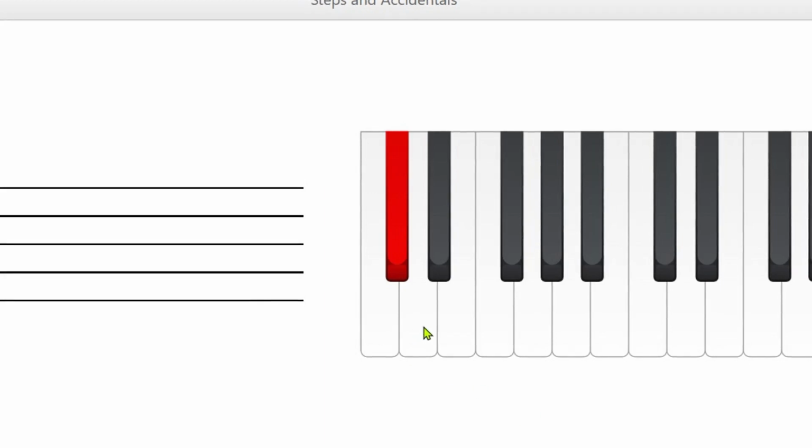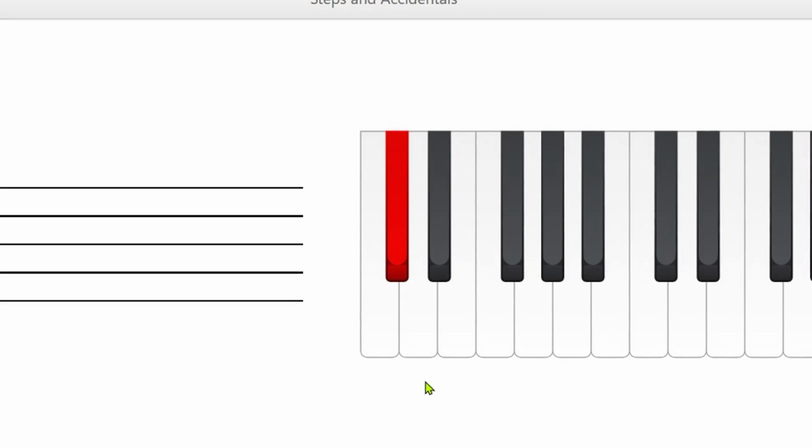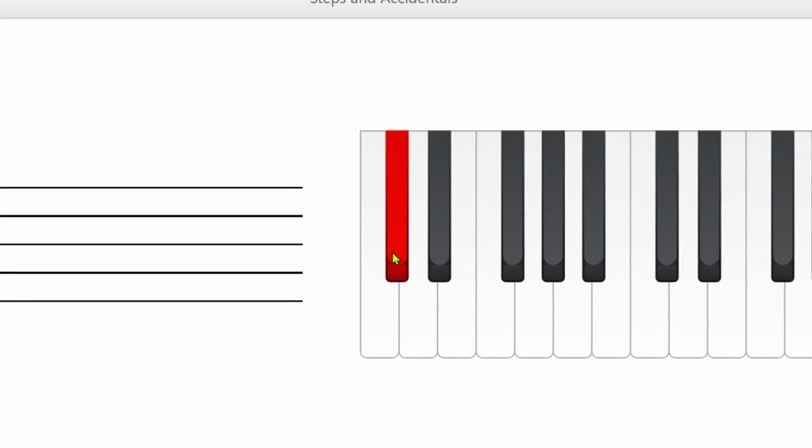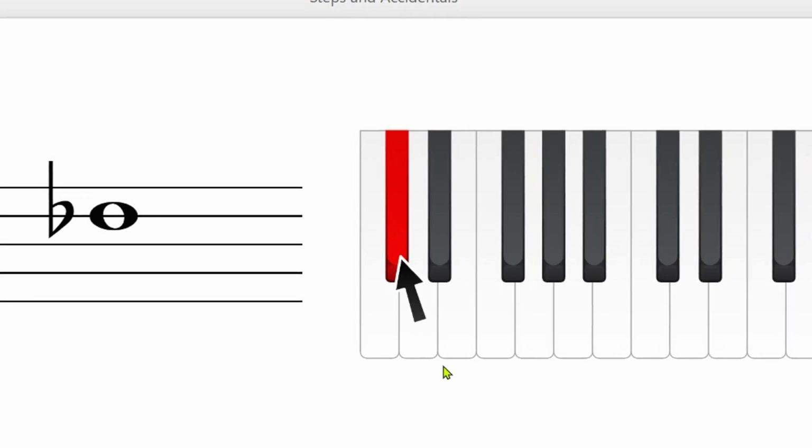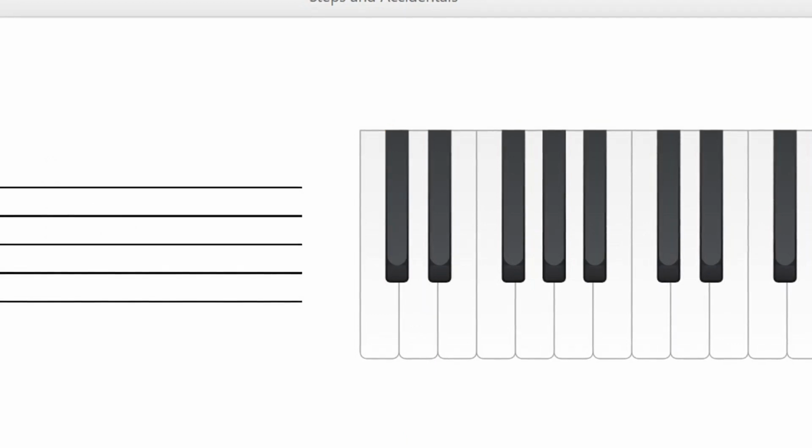Let's examine the black key in between C and D, okay? This is your C and this is your D. This key could be called a C sharp or a D flat, depending on where you're at. But since we're going into a sharp, we would be calling this a C sharp, and it's a half step above the C. Now, it can be called a D flat if you're going from the D and you're dropping it down.